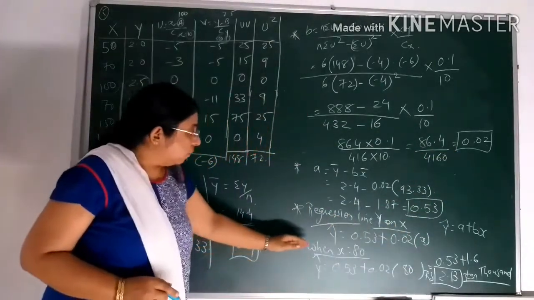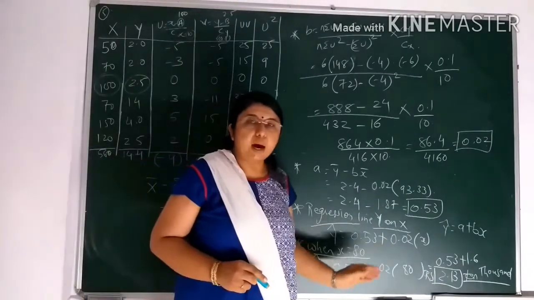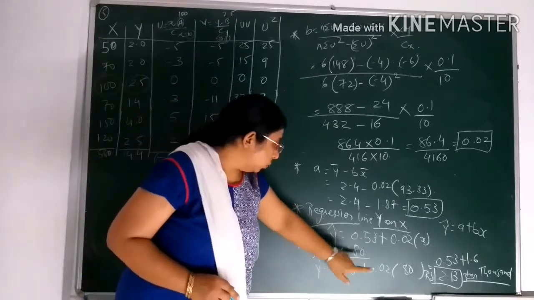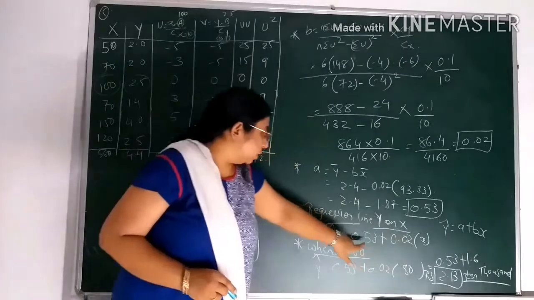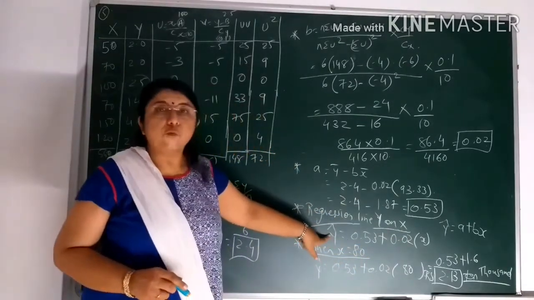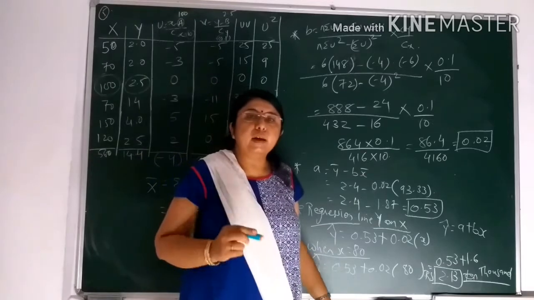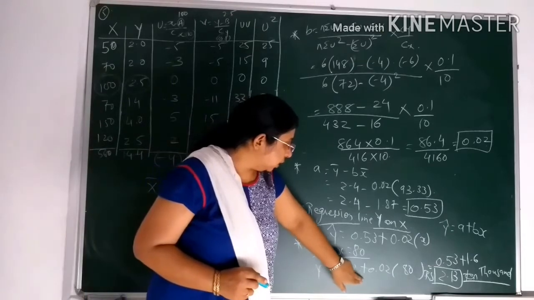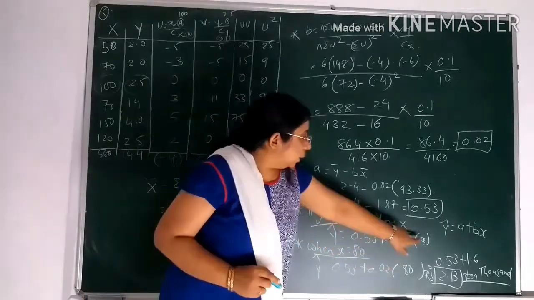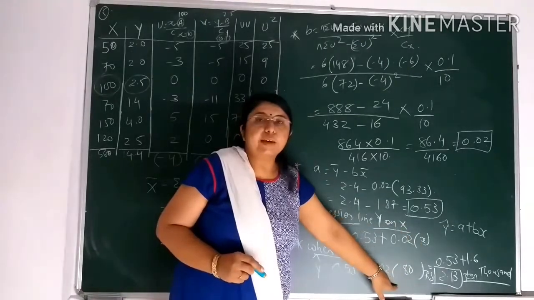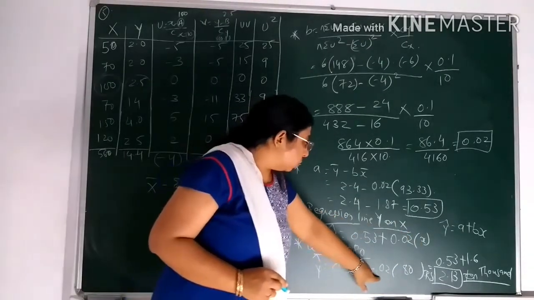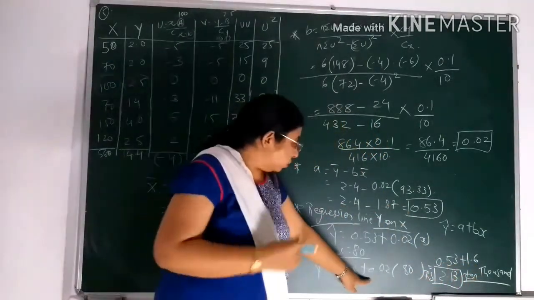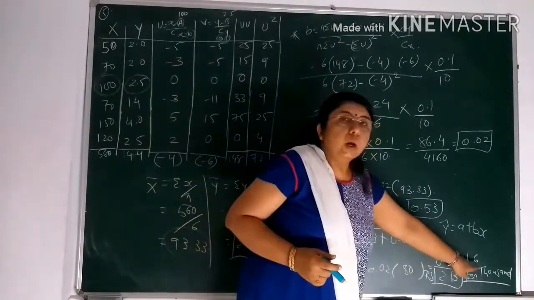Now we have to find the estimated value of y when the value of x given to you is 80. So when the value of x is equal to 80, putting the value of x in this formula, we will get the estimated value of y. Y cap is the symbol for the estimated value of y. So here you can see y cap is equal to 0.53 plus 0.02 into bracket, in place of x I am writing the value of x, that is 80. So 0.02 into 80 would come to 1.6. You multiply these two values, 0.02 into 80, and it would come to 1.6.